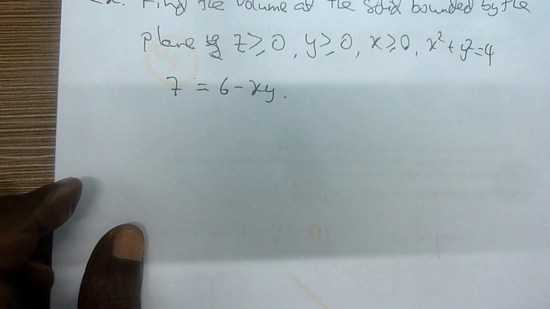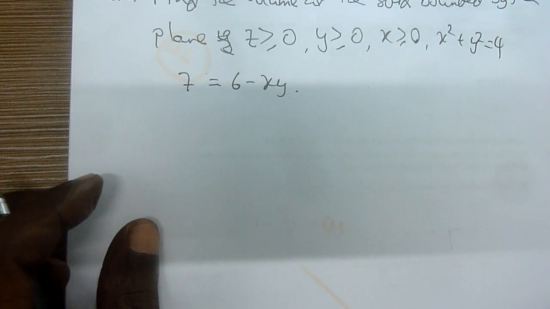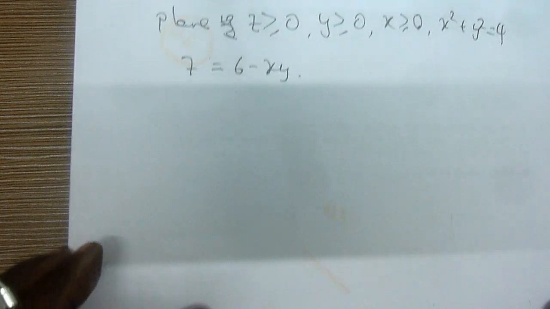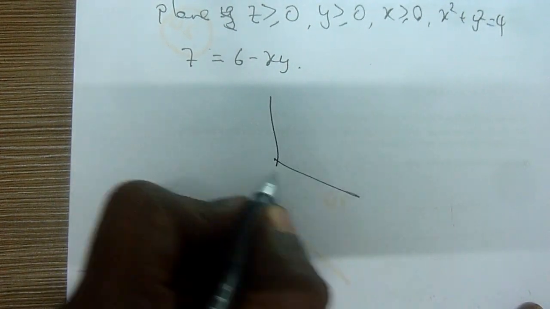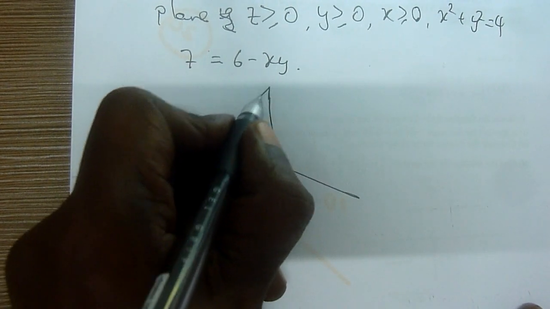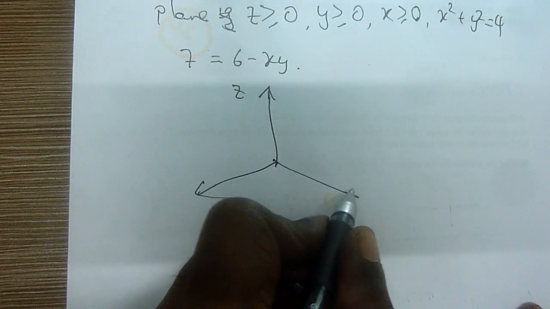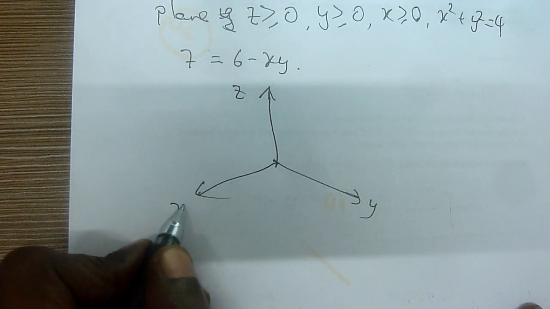Okay, how to find this? This sketching itself is something very unusual. It's very hard to sketch everything, but I want you to get some idea of this. Let me sketch this first. Let me sketch z, y and x here.